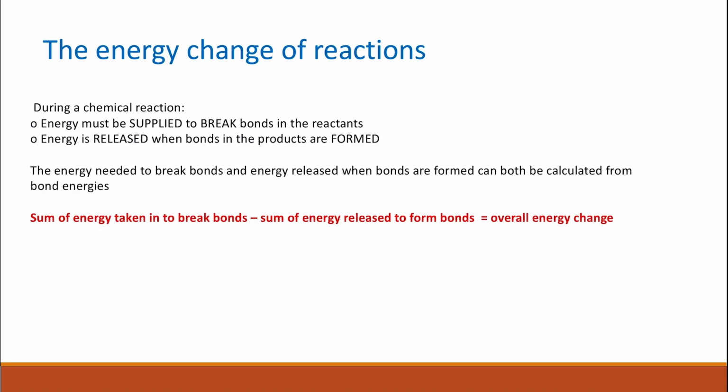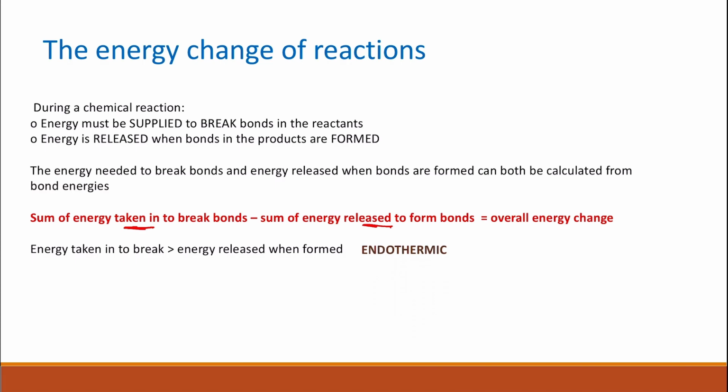So the overall energy change is the sum of the energy taken in to break the bonds minus the sum of energy released to form bonds. And we have two scenarios here. The first one, if the energy taken in to break the bonds is higher than the energy released when the bonds are formed, then that means this is an endothermic reaction.